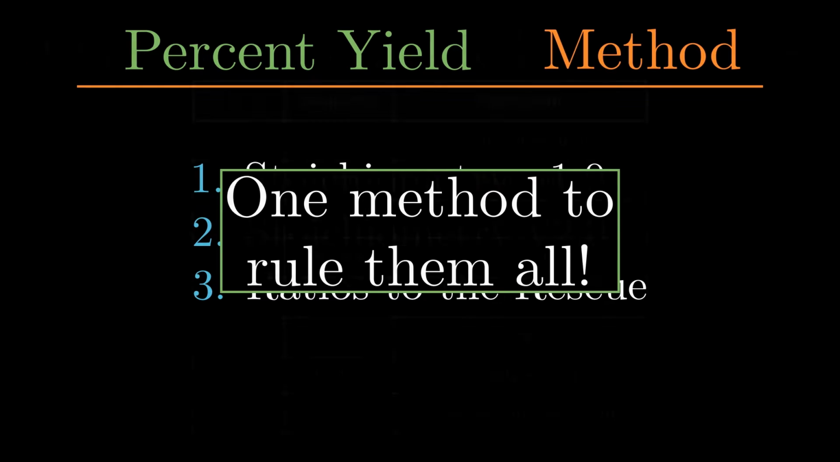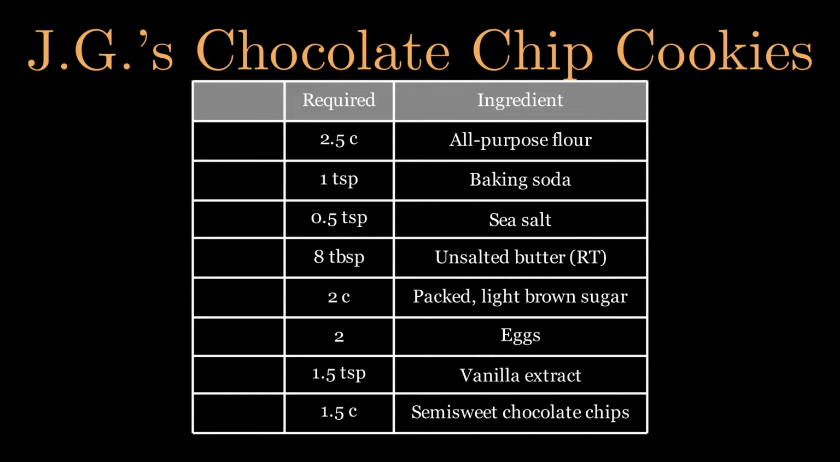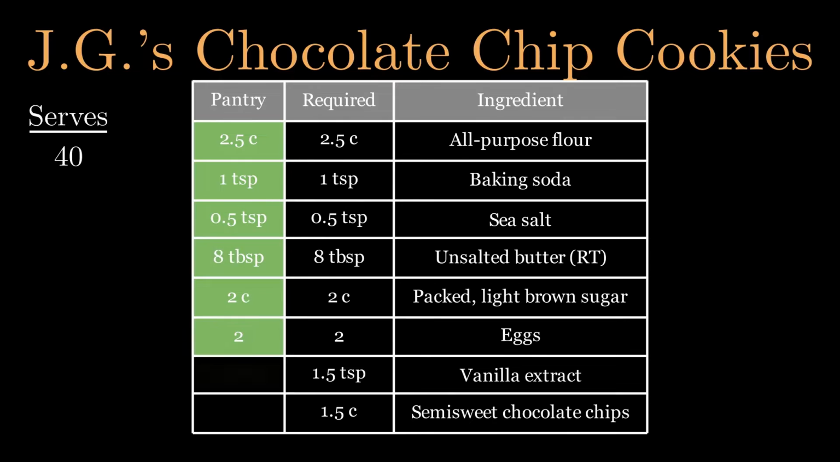Recall this recipe for chocolate chip cookies from the previous video. I didn't mention how many it serves because that was irrelevant at the time, but this recipe makes 40 cookies. Let's say I tried baking these cookies following the recipe precisely, yet only made 20. At this stage, you probably know exactly where I'm going with this.